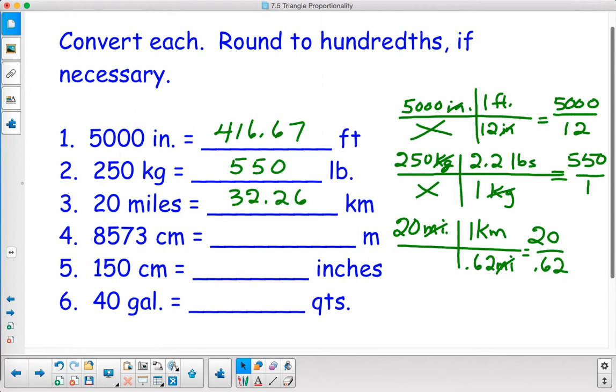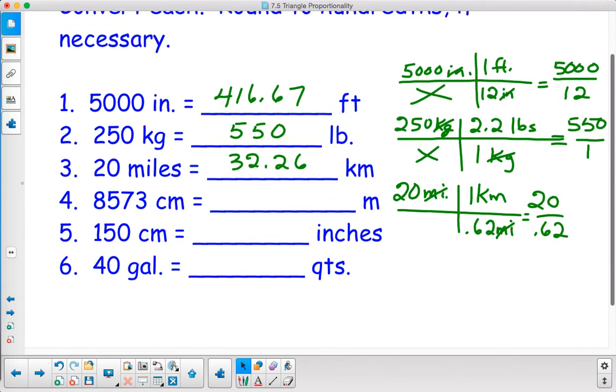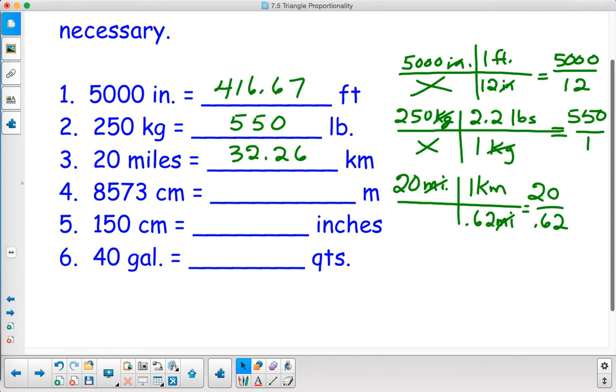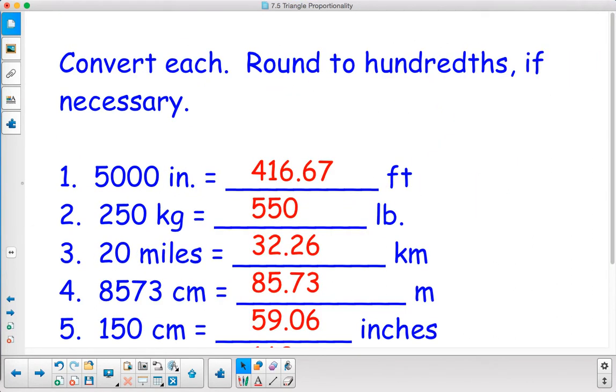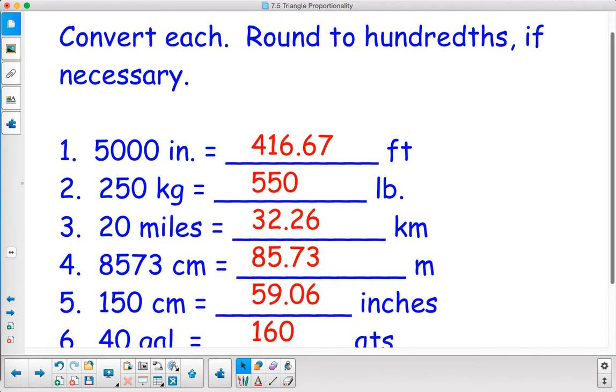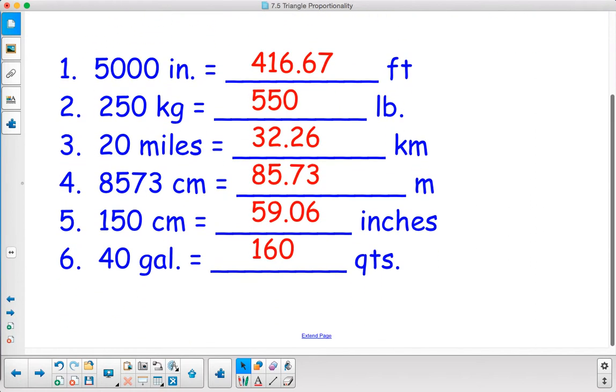Okay, if you have worked the problems, let me show you what the answers should be. So there are your final answers. On 4, you would have used the fact that 100 centimeters is 1 meter. On number 5, you would use 1 inch equals 2.54 centimeters. And on number 6, you would have used 4 quarts is 1 gallon.